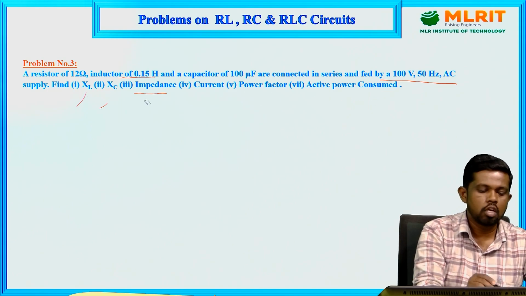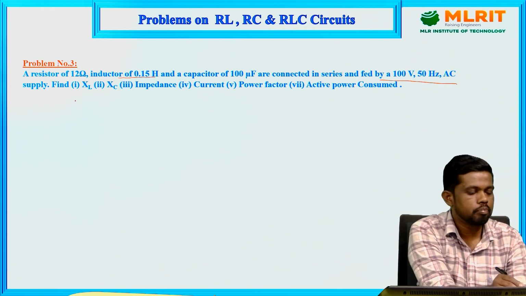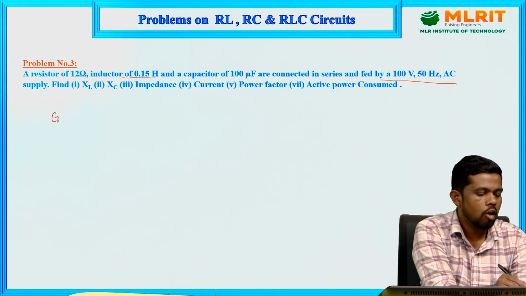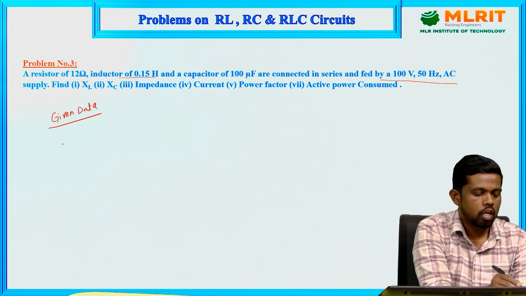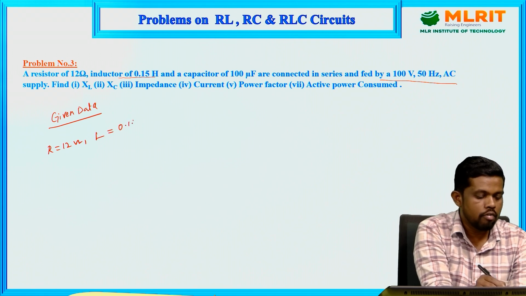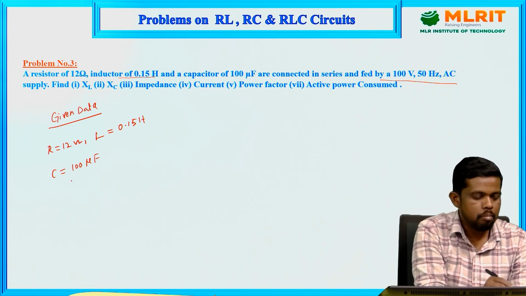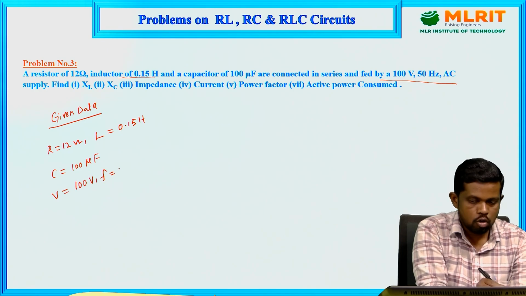Further, we need to go through the given data. We need to write the given data of the network. The given data: R value is 12 ohms, then L, the inductance of the coil, is 0.15 Henry, and the capacitance of the parallel plates is 100 microfarad. This combination is fed by a 100 volt supply. V RMS is 100 volts, F equal to 50 hertz.